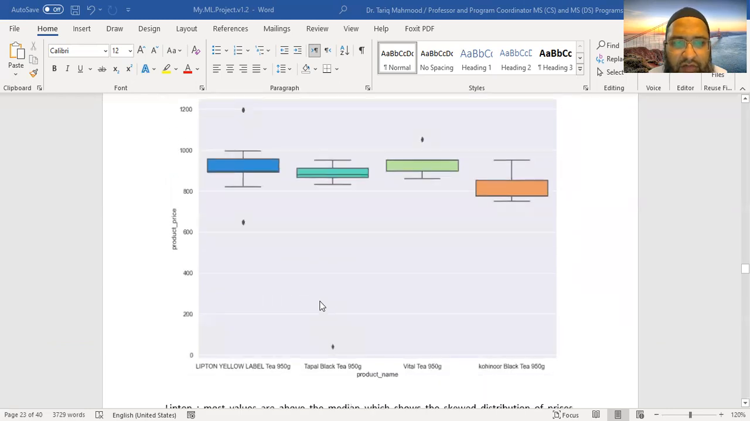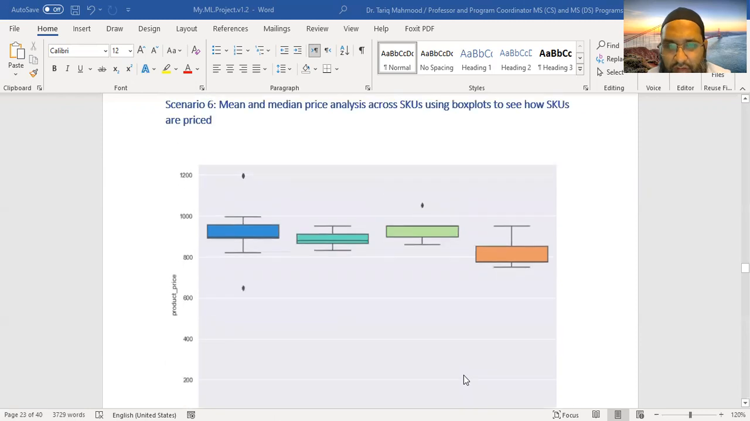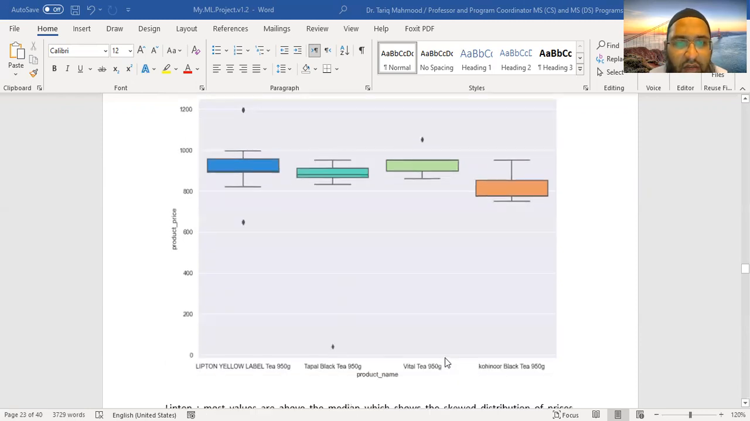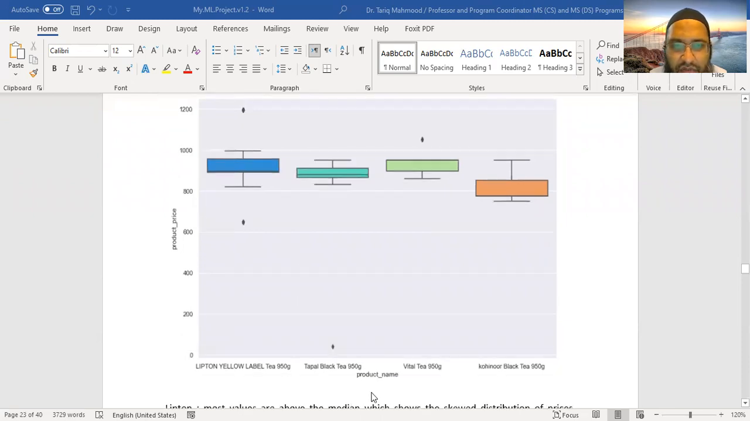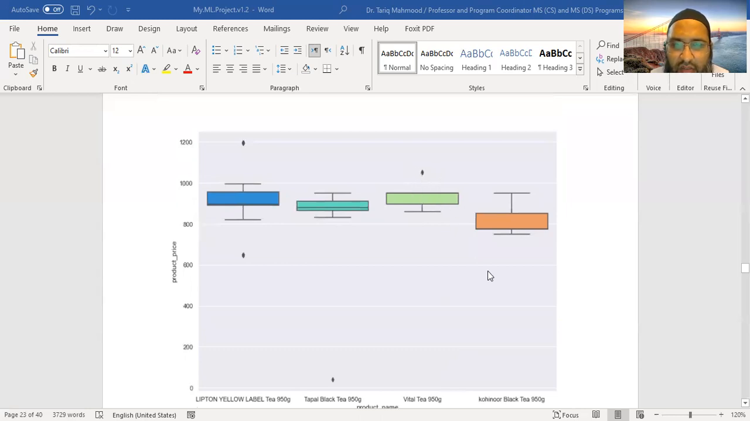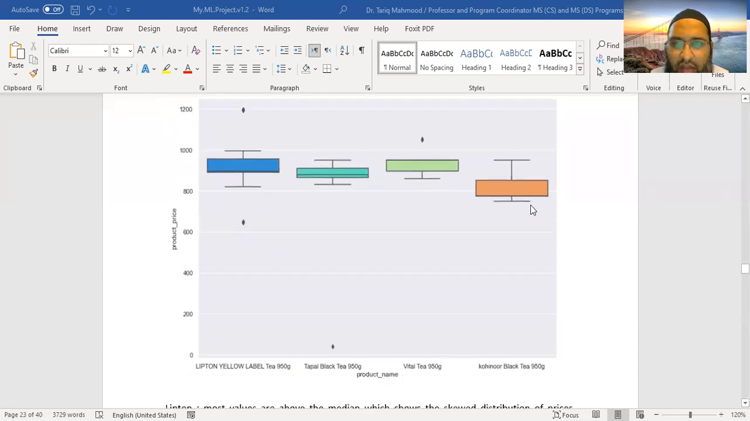And then we have the specified SKUs. So we have the 950 grams here now for all the 4 brands. And this one is Lipton. Lipton, again, you can see it is pretty constricted, and there is a huge outlier in Tapal, which is making the whole box plot very constricted due to this outlier, which is here. Vital, the above whisker is not there. Kohinoor, again, it seems okay.